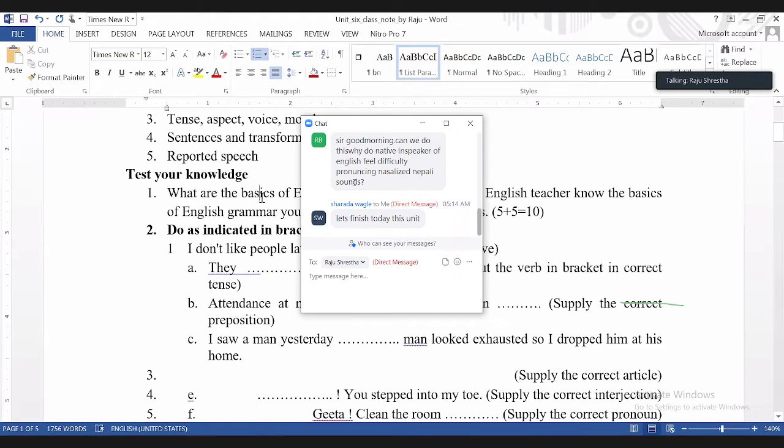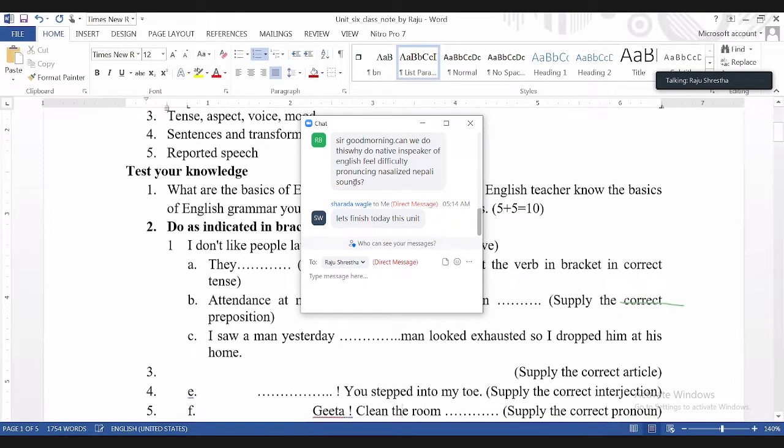One is: what are the basics of English grammar? Why should an English teacher? This is an opinion seeking type of question, your opinion, content seeking, opinion seeking. Next one is problem solving. Rules and a problem are given, then on the basis of the rules we try to solve it.